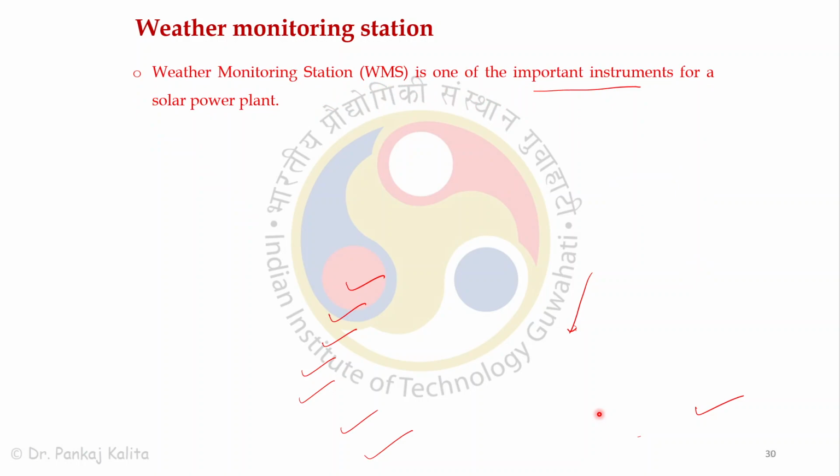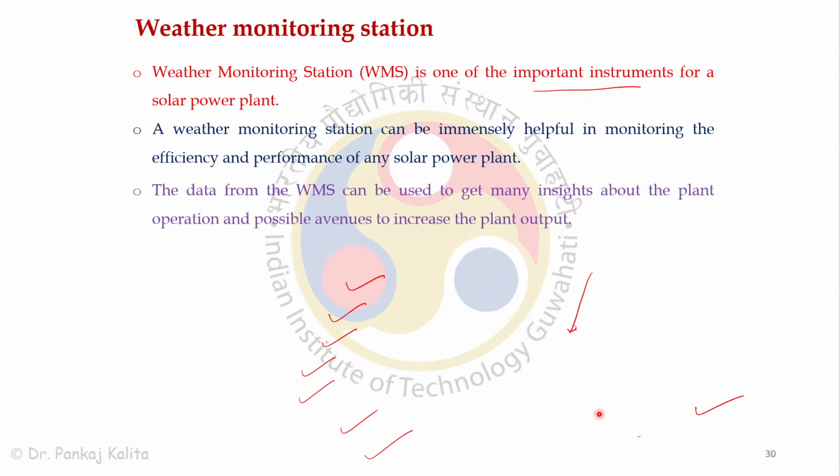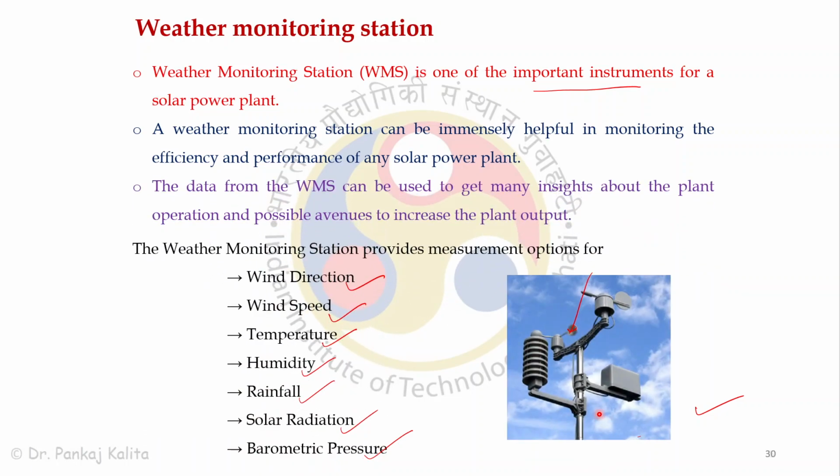So the weather monitoring system is very important because solar is very much dependent on the weather. If you have cloudy weather, then the solar output will be much less. So a weather monitoring system can be very helpful. This is a typical weather monitoring system. It has options for wind direction, wind speed, temperature, humidity, rainfall, solar radiation, and barometric pressure.